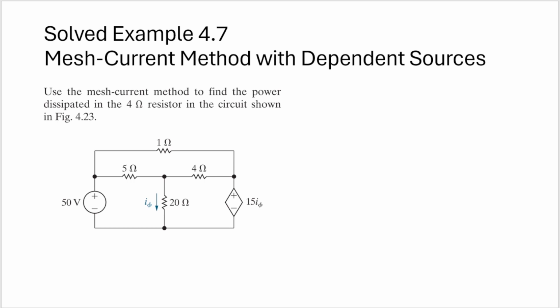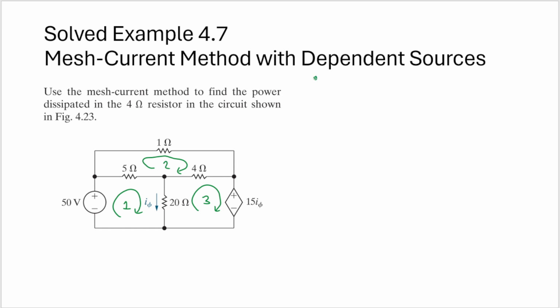This is about the mesh current method with dependent sources. The question is: use the mesh current method to find the power dissipated in the 4 ohm resistor in the circuit shown in figure 4.23. Okay, we need to use the mesh current method, so let's draw the meshes. Let's name this as loop 1, this part here as loop 2, and this part here as loop 3. Let's do KVL at each loop.